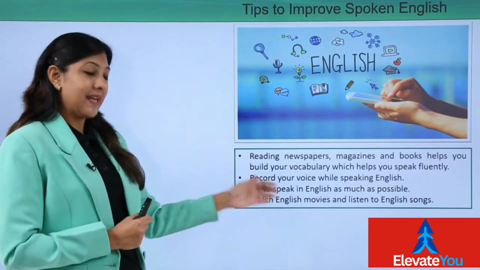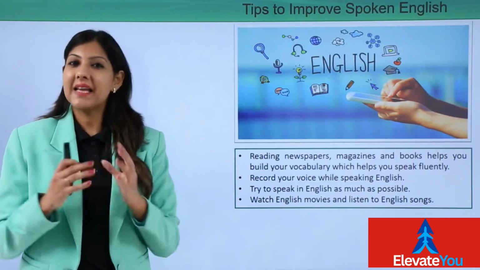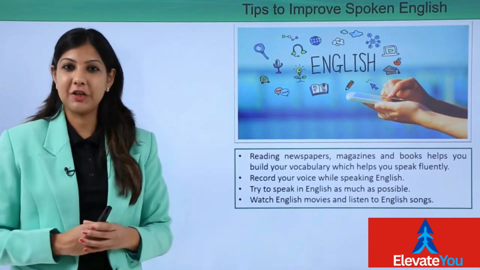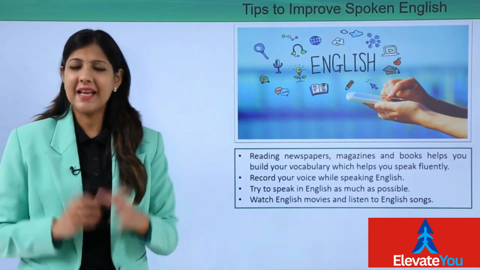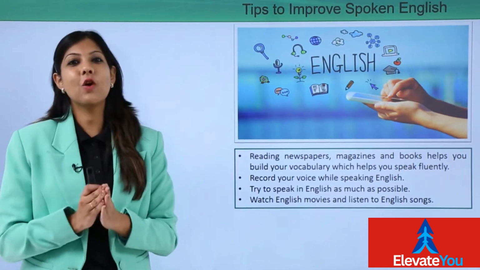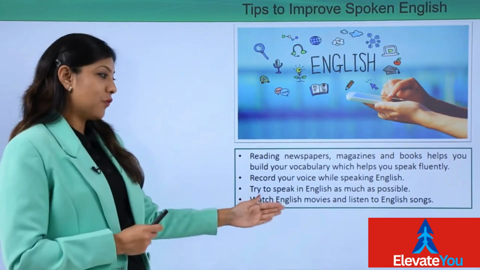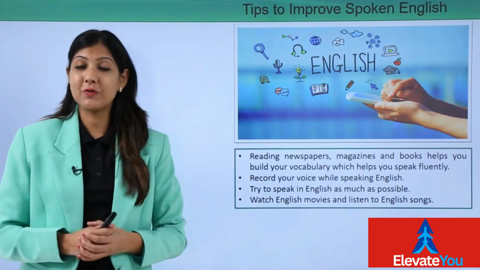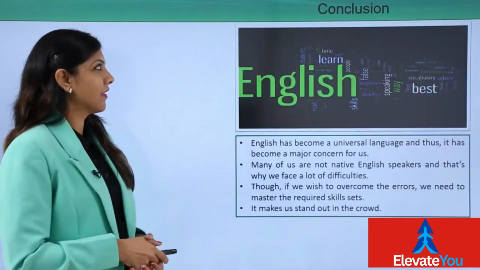Next is try to speak in English as much as possible, whether it's at home or at workplace. Get into the habit of practicing in English. No matter, even if you might be making certain errors and mistakes, it's absolutely all right as long as you're able to correct and practice more. Watch English movies and listen to English songs, which will again help you to improve your English.